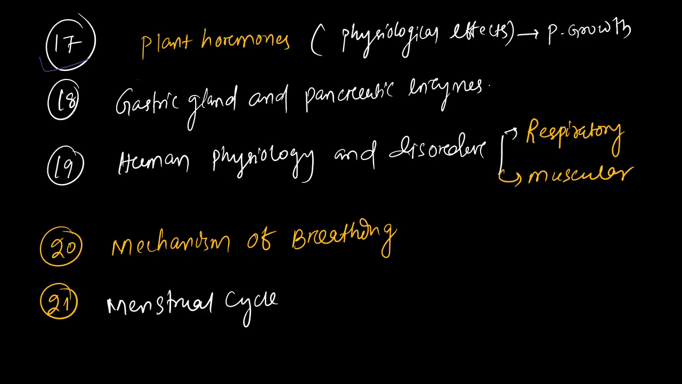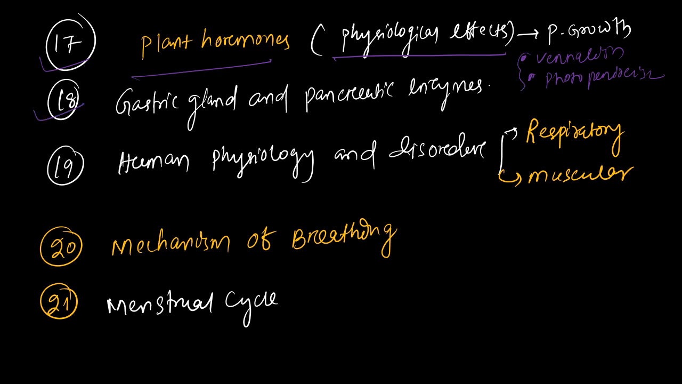17, plant hormones. The exact thing in plant hormones that is important for your exam is physiological effect, like senescence, plant growth, delaying, root formation and low temperature. Another topic is vernalization, also important. Photoperiodism is also one of the concepts. These are the important topics.